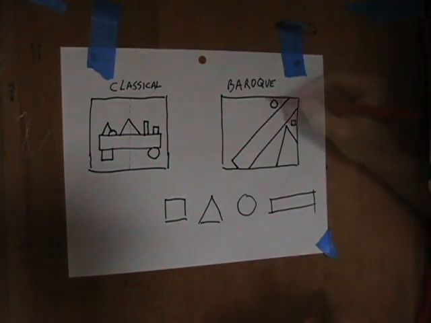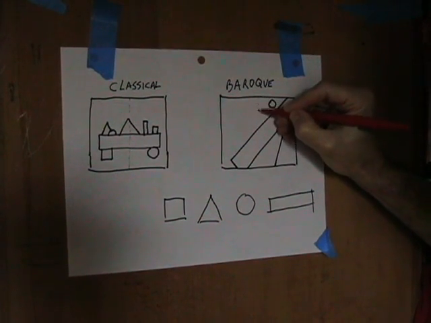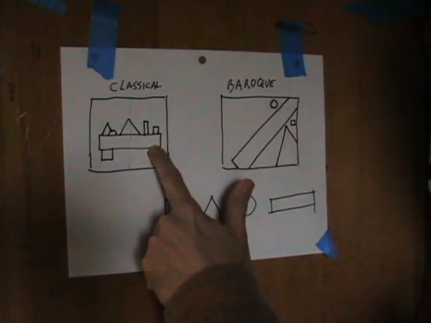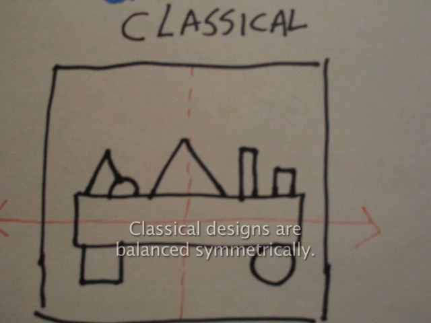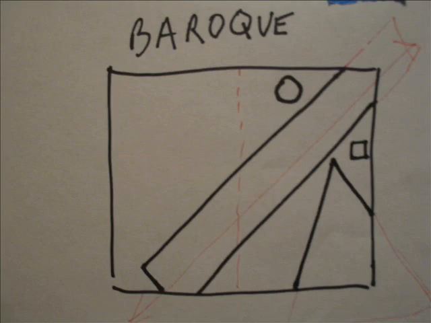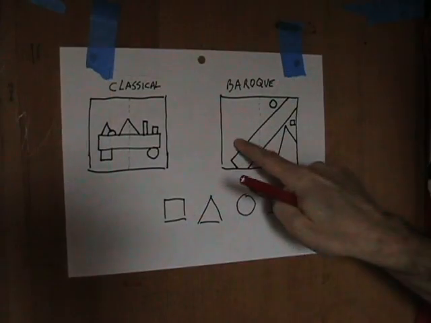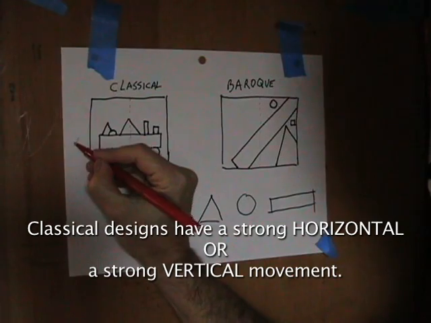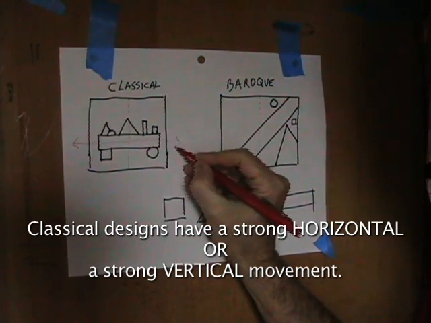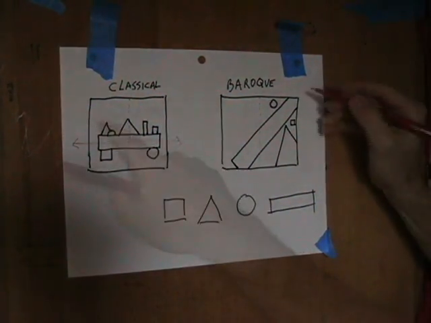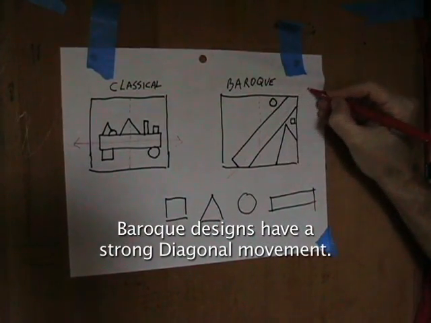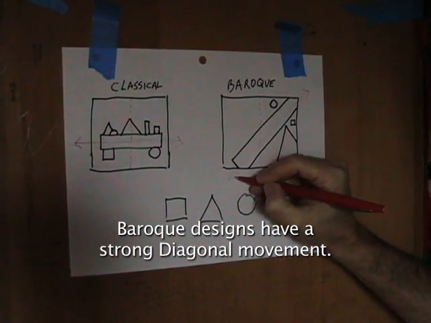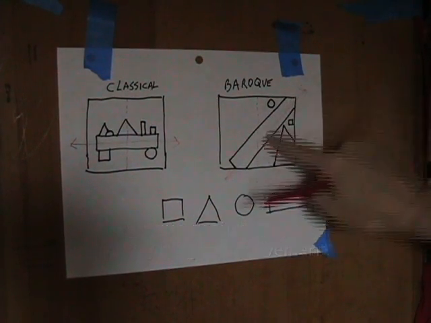Let's divide each one with a vertical line down its center. In the classical design, the two sides are very similar. It has a symmetrical balance. In the Baroque design, the two sides are very different. It has an asymmetric balance. In the classical one, your eye will follow a strong horizontal movement. In the Baroque design, your eye will follow a strong diagonal movement between a lower corner and the opposite upper corner.